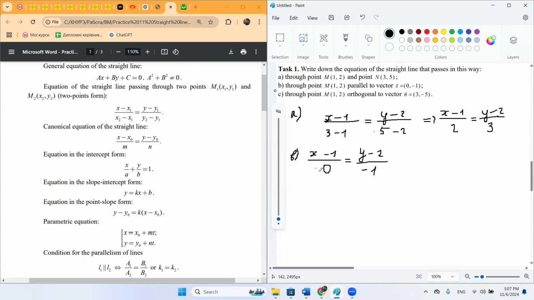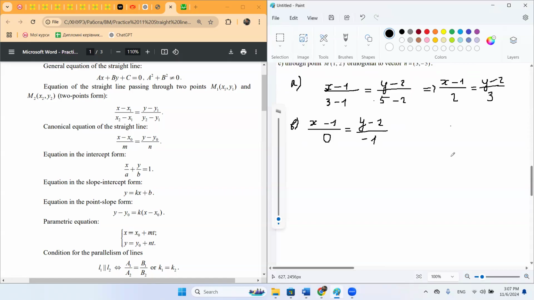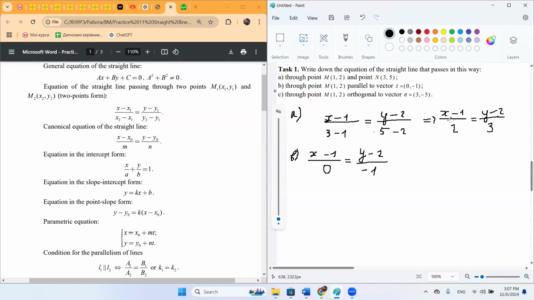By the way, such kind of recording doesn't mean that we need to divide by 0. It just means that the coordinate of the direction vector is 0. And that's it. Basically, the coefficient before x is 1 or 0 in such a case.